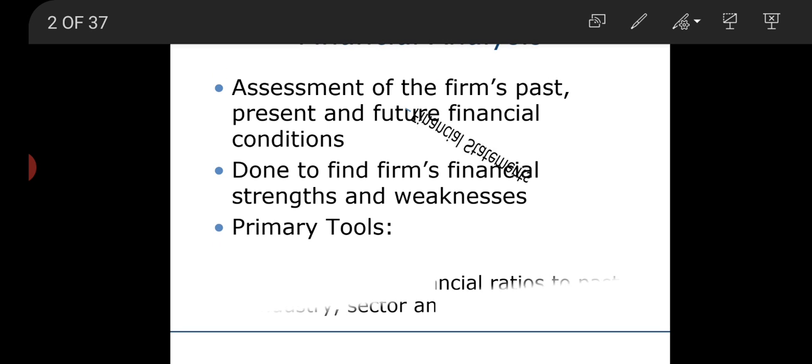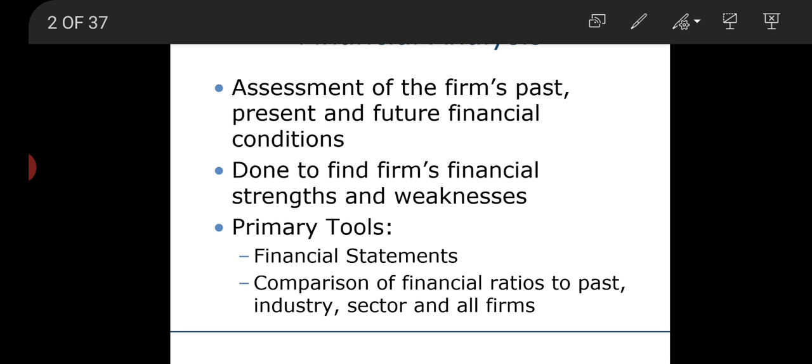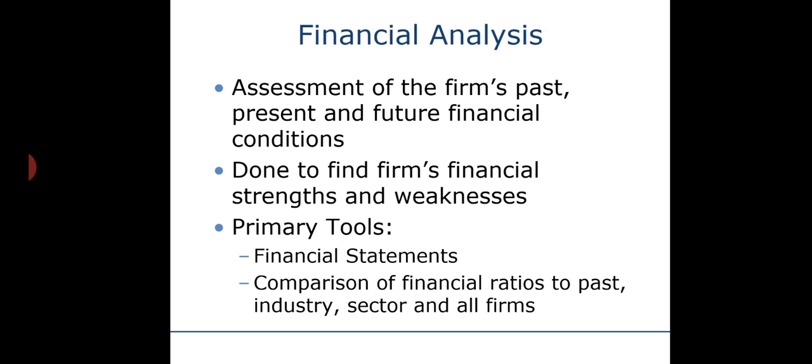Now the third concept you have to study is the primary tools: the financial statements, and comparison of the financial ratios to the past of the industry sector and all the firms. Means with the help of ratio analysis you can do the comparison with themselves only, with the past history, or the comparison with other sectors.